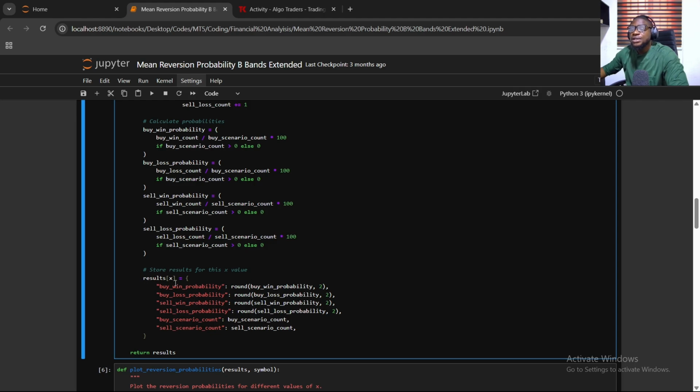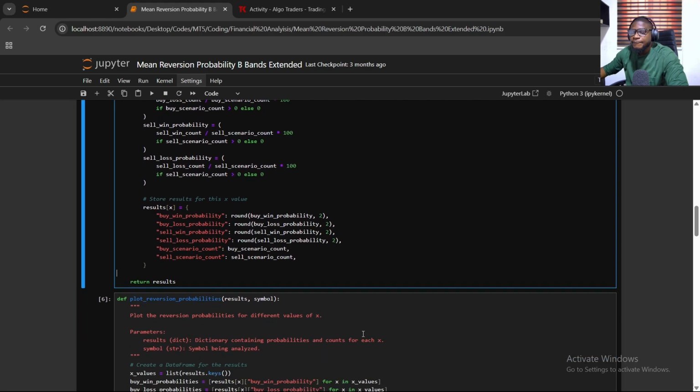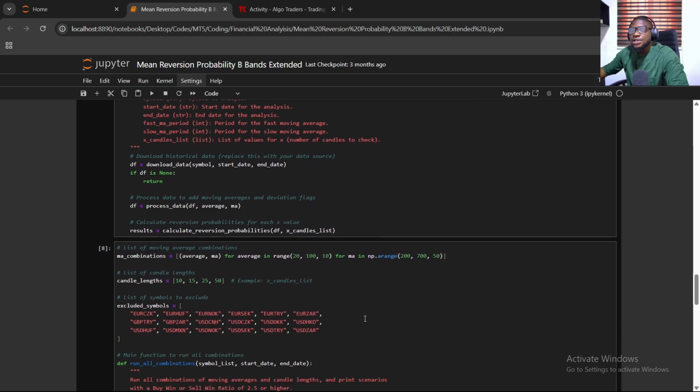And at the end of the day, we get the buy win probability, the buy loss probability, the sell win probability, the sell loss probability, the buy scenario count, and the sell scenario count. So we are going to be running this on all the forex pairs on our MT5. Okay, we're going to be getting the results now. Okay, so let's proceed here.